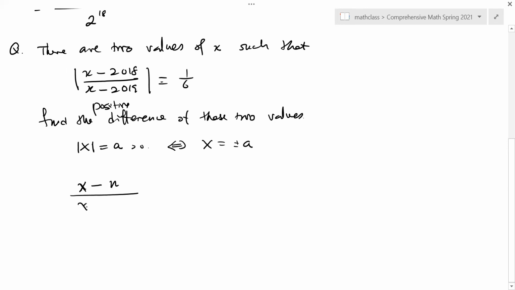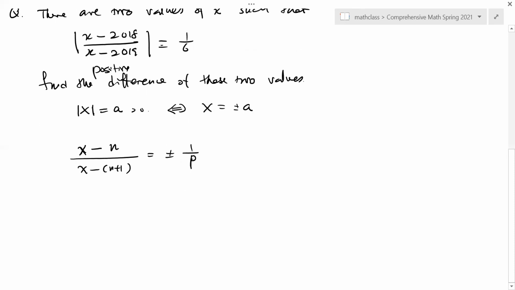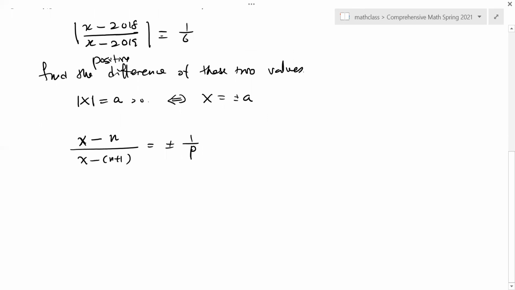So this n, how about n plus 1? n could be 2018, 2020, right? And this is going to be plus or minus 1 over p, and p could be 6, 7. So I want to choose a specific integer so that this is true, and I get two solutions. Maybe I can get a general formula, then all I need is to change the numbers. So this is slightly more general than the above equation.